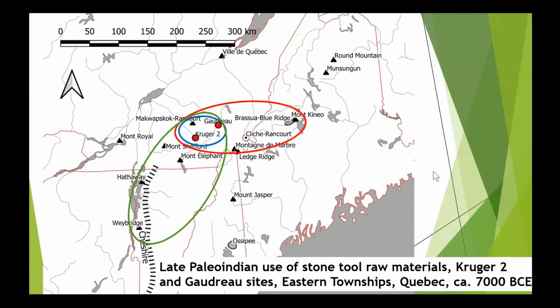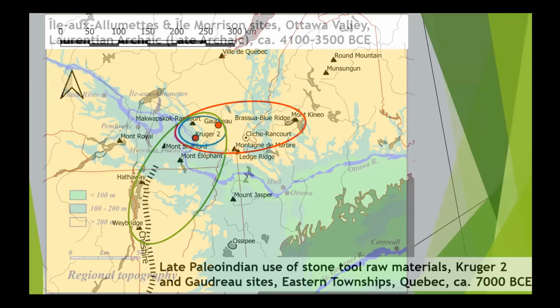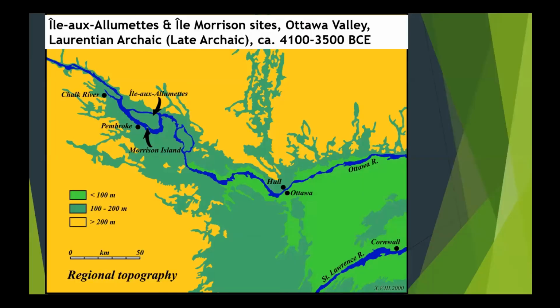The next example is one that I'm sure many of you are familiar with. It's Îles aux Allumettes and Île Morrison. That's just up the river from Ottawa. I worked on this for my postdoc, so that was a while ago, almost 20 years. I was able to go through all the lithic material for those 2 sites, including also the polished stone tools. But I did not do the analysis of the quartz. That was done by Yves Chrétien.